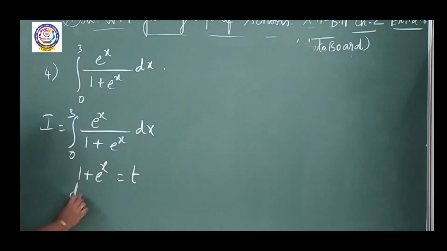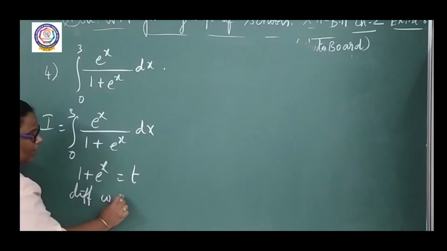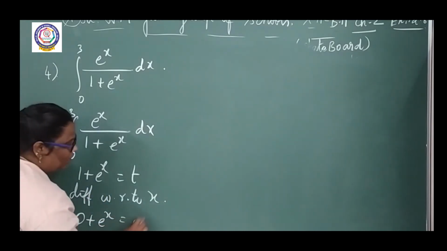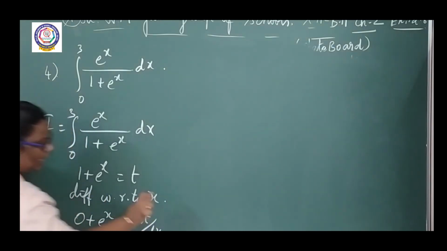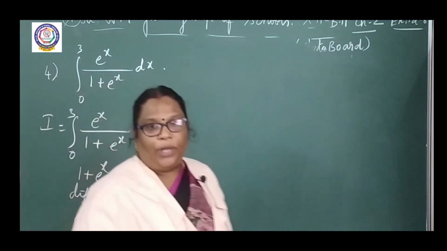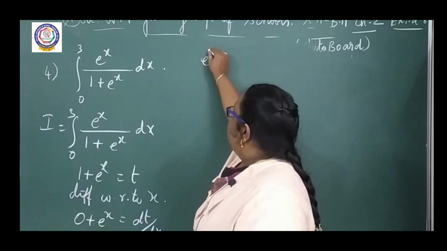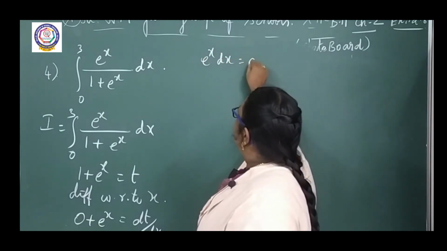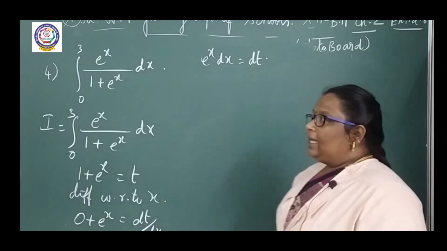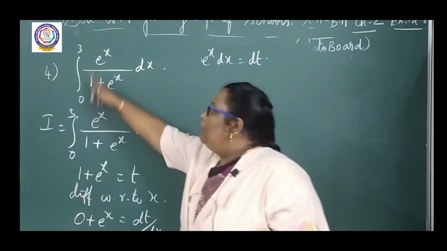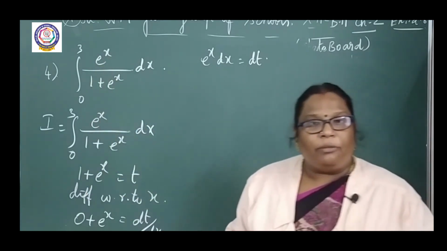So, differentiate with respect to x. 1 becomes 0. E power x becomes e power x. T becomes dt by dx. So, it gives e power x into dx equal to dt. In the same way, that is the limit for x, not for t. This is the limit for x. So, you have to change the limit for t.